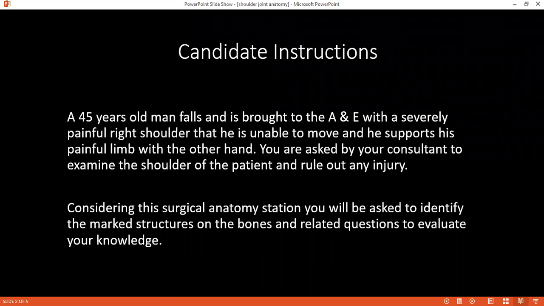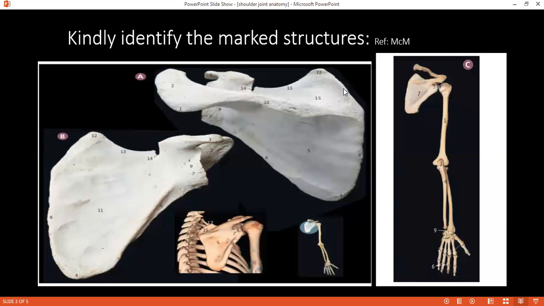Right. So if you have read and understood, considering it's surgical anesthesia, kindly tell me which bones you are looking at. Can you identify the bone, please? This is the left scapula. Okay, good. What is number 2, please? It is the acromion.